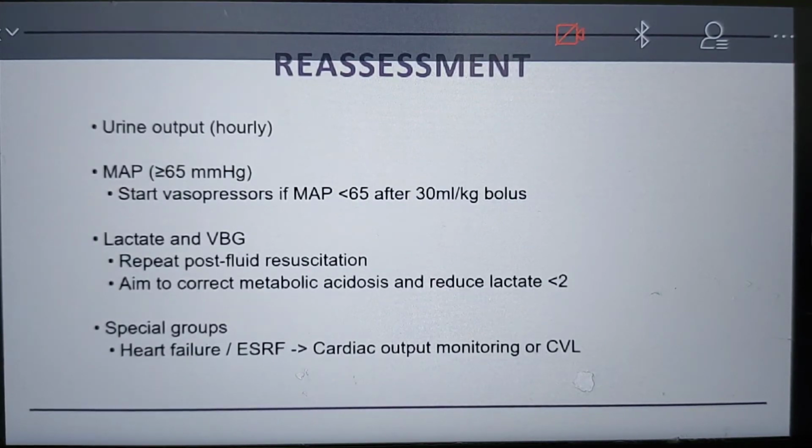monitor the lactate and the VBG, repeat post-fluid resuscitation. We aim to correct metabolic acidosis and reduce lactate to less than 2. In special groups, like patients who have heart failure or end-stage renal failure, the patient needs to have cardiac output monitoring or CVL insertion.